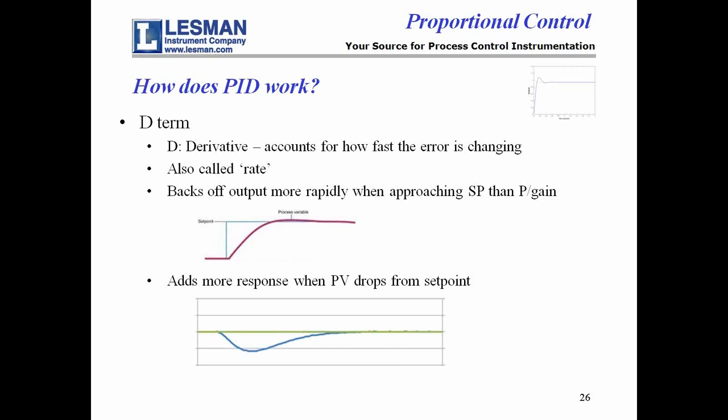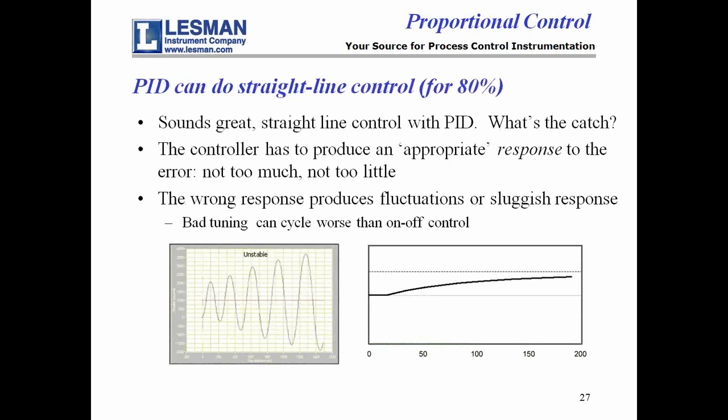So PID sounds great. It can give you straight line control, and everybody wants to know what's the catch. Well, the catch is the controller has to produce, the key word is the appropriate response to the error. In other words, there's going to be so much that's the right amount to give the correction needed. Not too much, not too little. You get the wrong response or the wrong factor, it can actually oscillate or be sluggish. We see on the left-hand chart here the oscillations, swinging, getting bigger and bigger. That's where it's chasing itself. Or on the other hand, where it just never really quite gets up there because it's just a sluggish response.